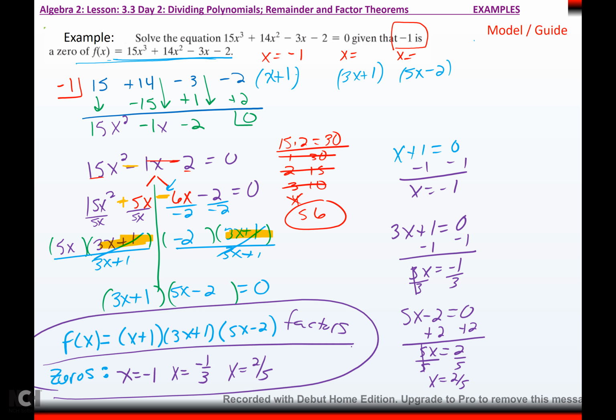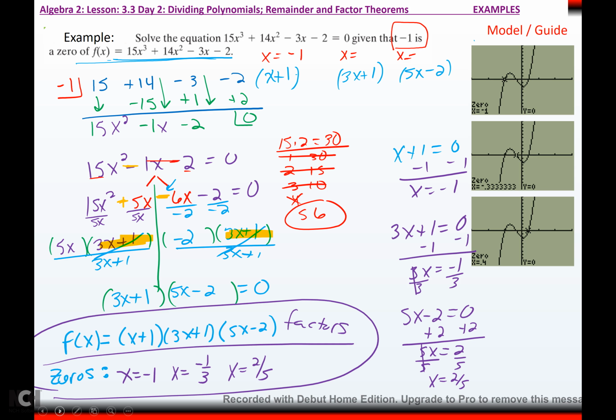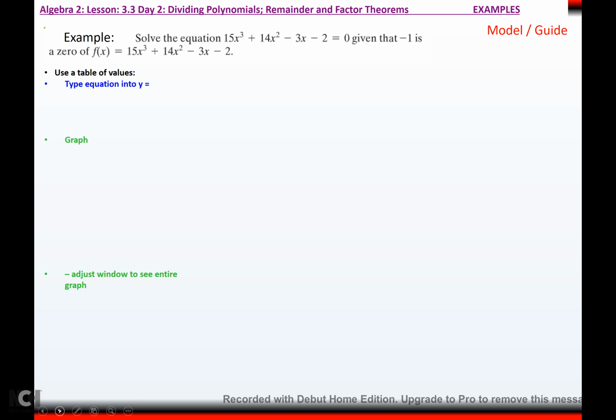Okay? And again, if I show you on the graphing calculator, there's my negative 1. Negative 0.33333333 is negative 1/3. And 0.4 is 2 divided by 5. Okay? Type it in the calculator if you don't believe me. Alright, so this one again says solve the equation given that negative 1 is a zero. Okay, by hand, what you would do is you would take your negative 1.